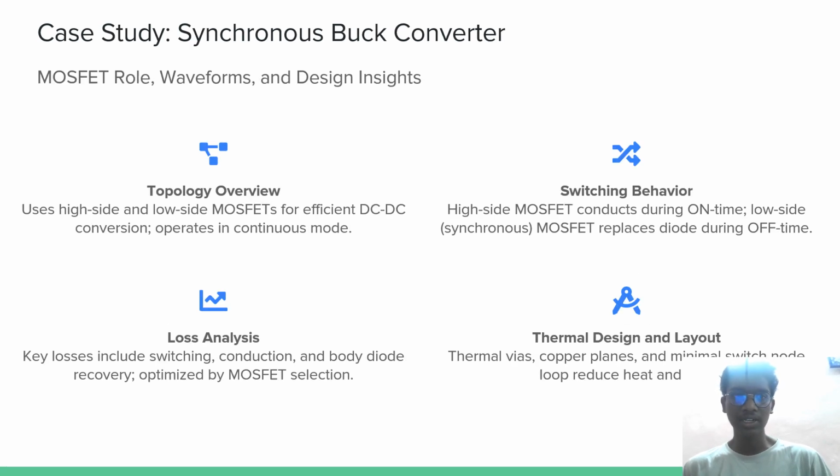Case study: synchronous buck converter, MOSFET roles, waveforms and design insight. Topology overview: uses high-side and low-side MOSFETs for efficient DC to DC conversion. Operates in continuous mode. Switching behavior: the high-side MOSFET conducts during on-time. The low-side synchronous MOSFET replaces the diode during turn-off. Loss analysis: key losses include switching, conduction and body diode recovery, optimized by MOSFET selection. Thermal design and layout: thermal vias, copper pour and minimal switch-mode loops reduce heat.